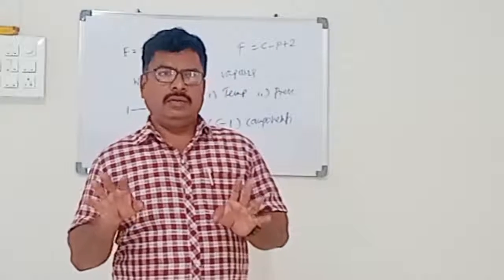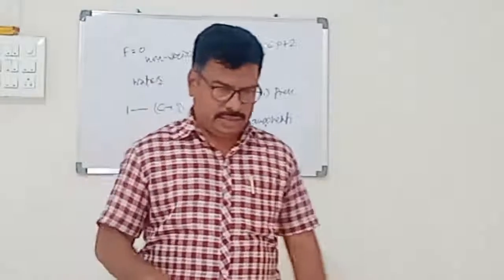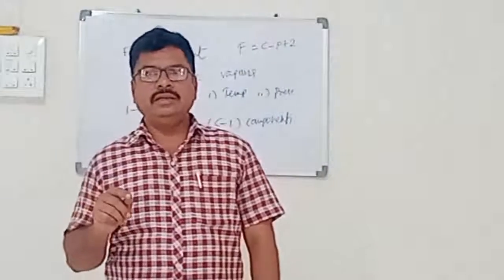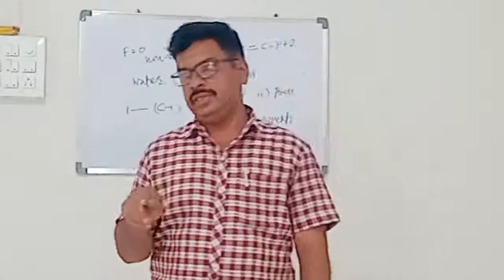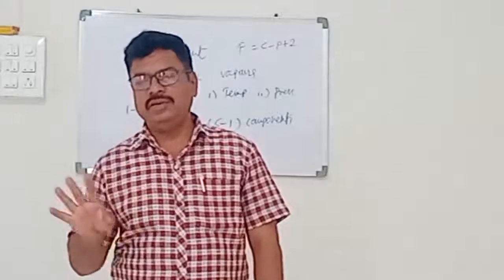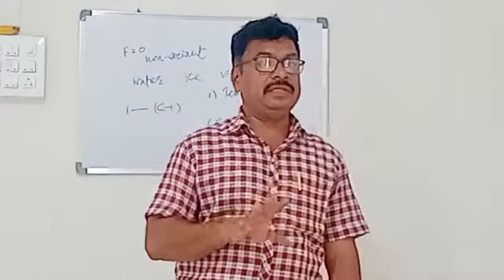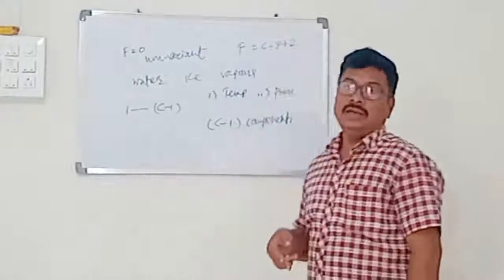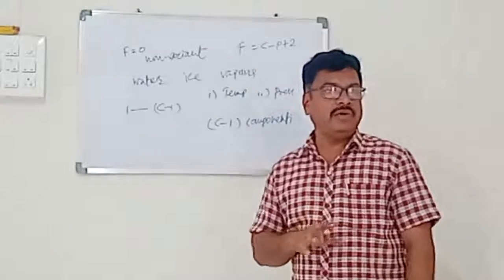Therefore, when we say that the system is having ice, water and vapors, then for that system temperature as well as pressure both are fixed, and therefore no degree of freedom. Degree of freedom is 0, and such a type of system is known as a non-variant system.